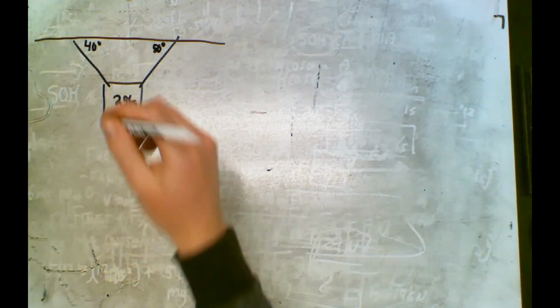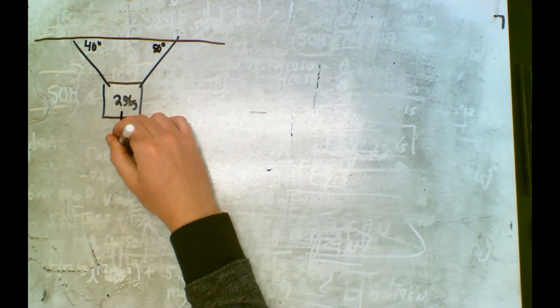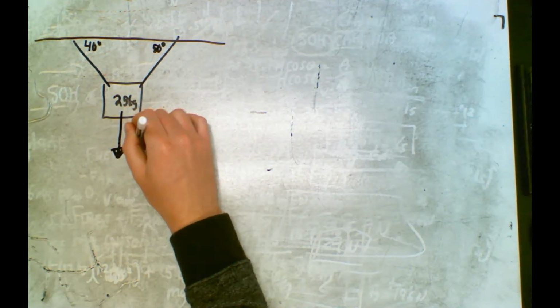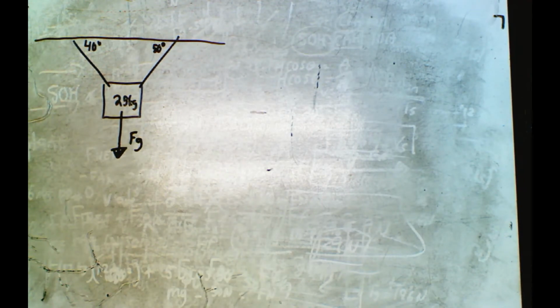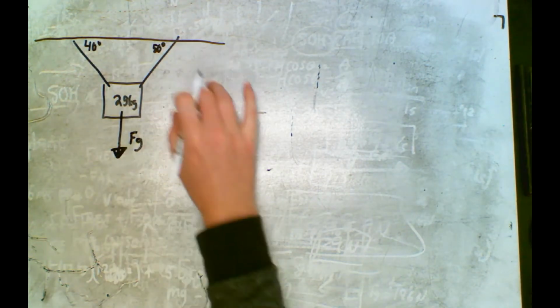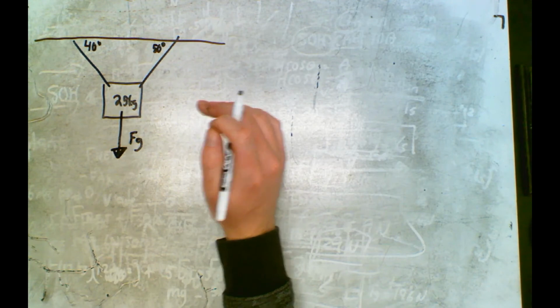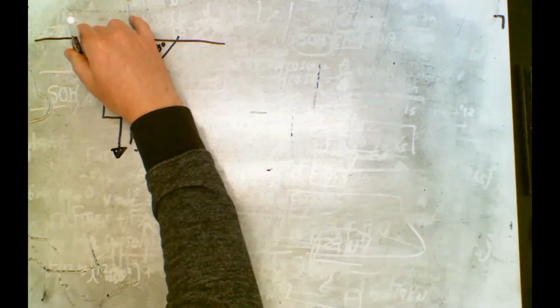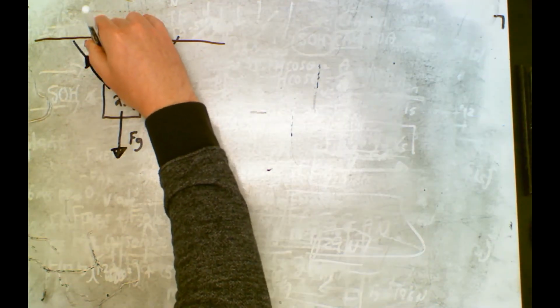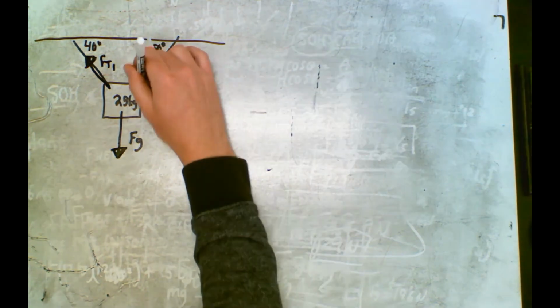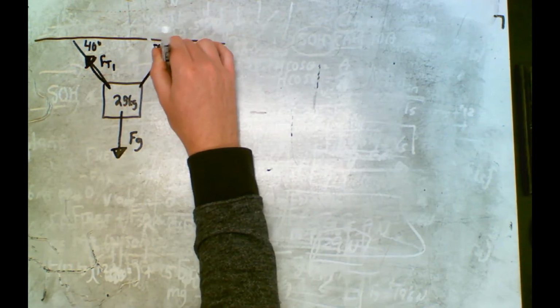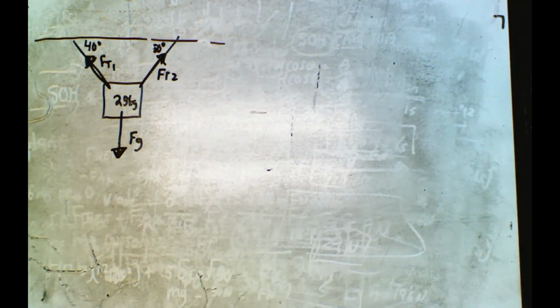So if we draw a free body diagram, well, obviously we have a force of gravity downwards. And we also have force of tension from these cables. So force of tension can only go in the direction of the cable. So we're going to have force of tension 1 over here, and then we're going to have force of tension 2 over there. And that's what our free body diagram is going to look like.